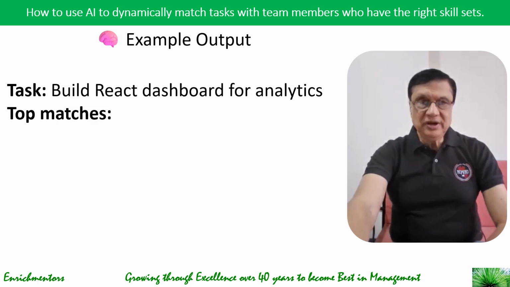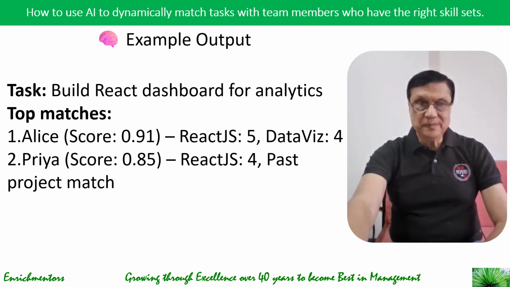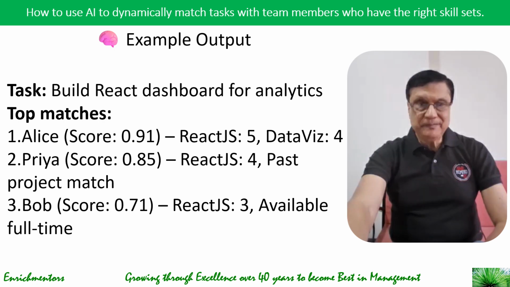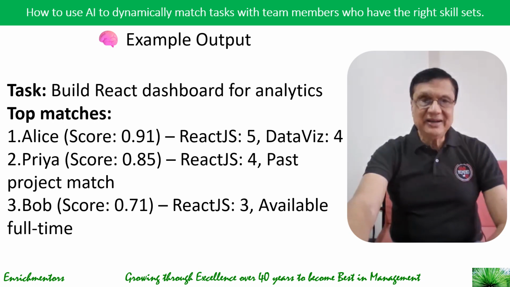Now the task is to build a React dashboard for analytics, right? That's the task. Now the system, based on the skill inventory that you've created, will give you the top matches. Alice scored 0.91, React JS 5, Database 4. Priya scored 0.85, React.js 4, past project match. And Bob scored 0.7, React.js 3, and available full time. So that will be the kind of task and match output that you can get using the AI and various techniques that we talked about.